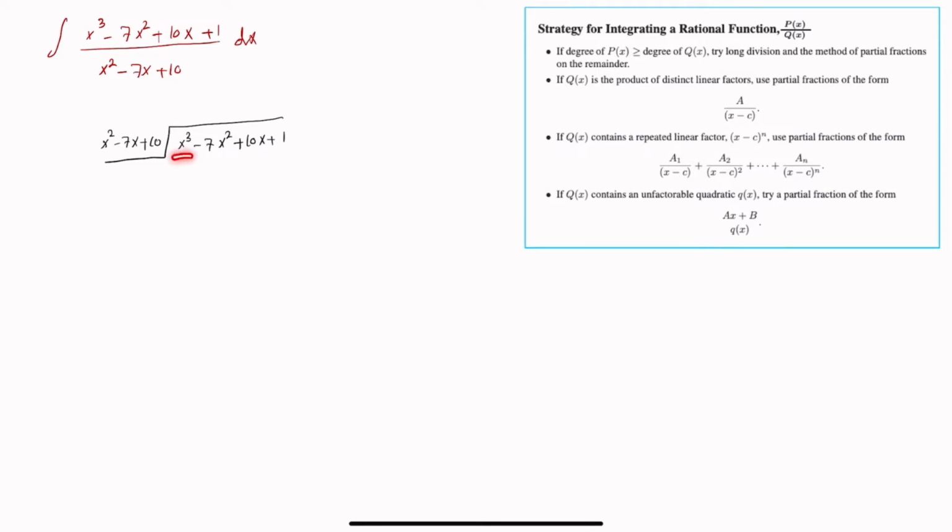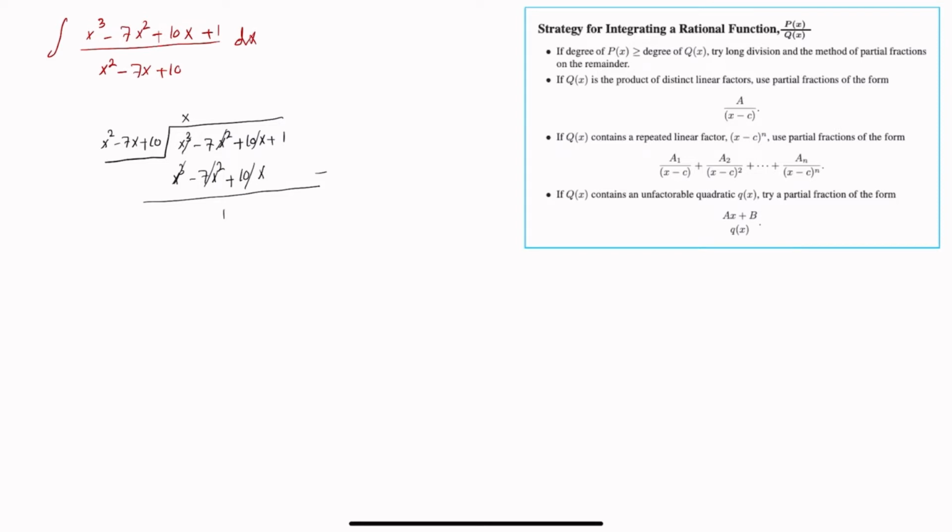Now, x cubed divided by x squared is x. So we're going to have x, and then I'm going to multiply this x here. So we're going to have x cubed, then minus 7x squared plus 10x. Now we'll subtract. Notice these will be 0, and this term also will be 0, as well as this term. What's left is just 1.